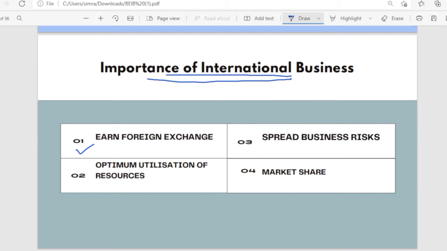Next is optimum utilization of resources. Okay, now what do you mean by optimum utilization?